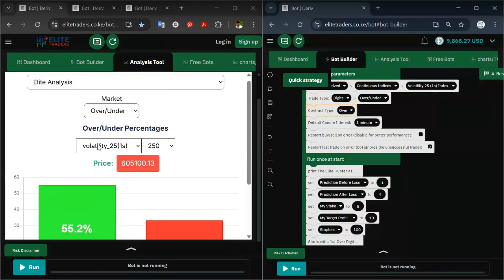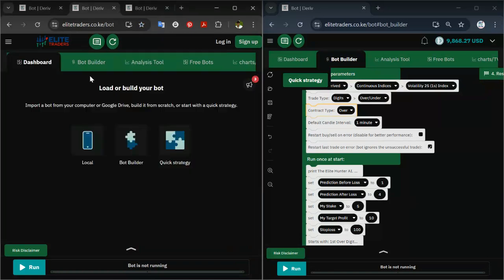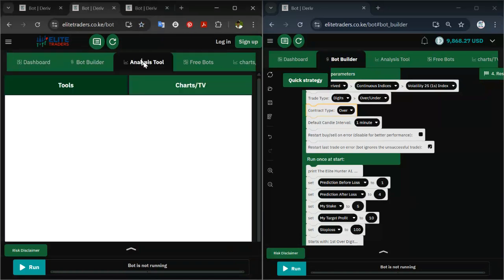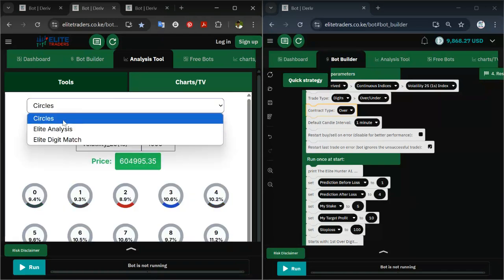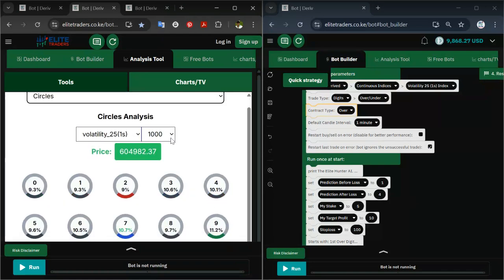The next thing you do, since we have confirmed this, we need to go to the analysis tool and go to the circles. For a 25 1S, you need to make sure when you are trading, the green bar and the blue bar should be above digit 4, which is our recovery market. Then we also have this red bar. We really don't mind about the position of the red bar, but green bar and blue bar. This blue bar, this is the second most appearing digit.